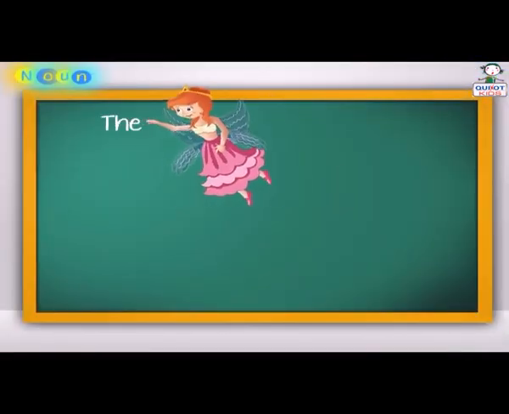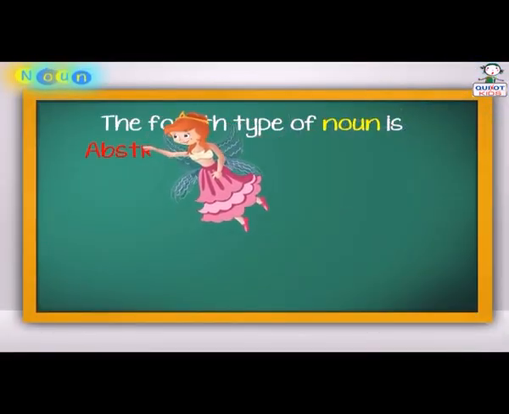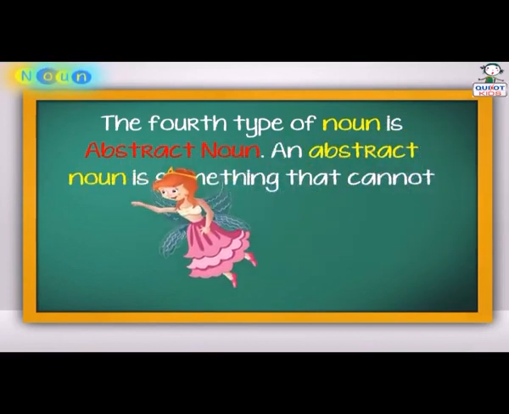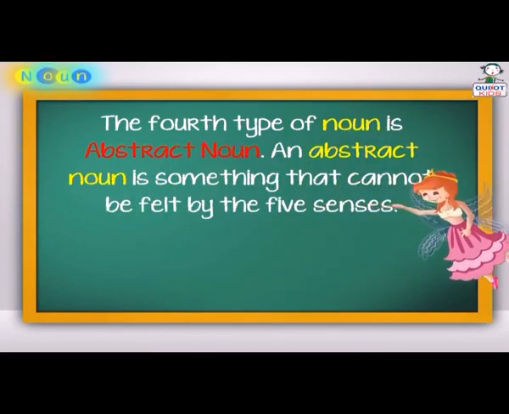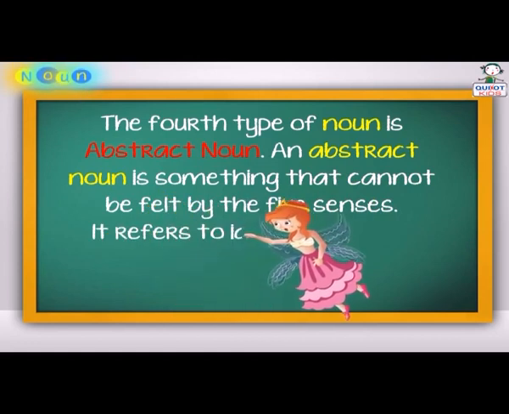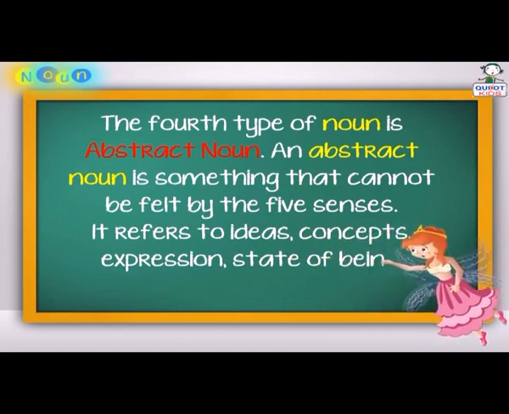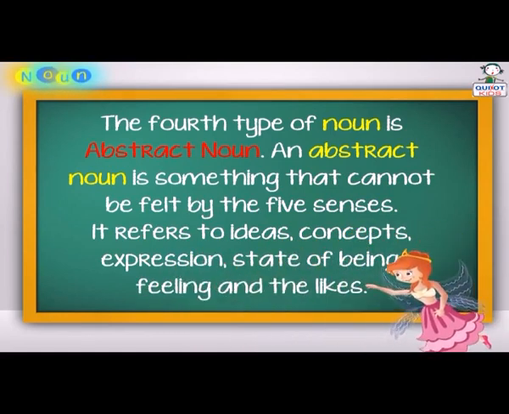Welcome, friends. The fourth type of noun is abstract noun. An abstract noun is something that cannot be felt by the five senses. It refers to ideas, concepts, expression, state of being, feeling, and the likes.